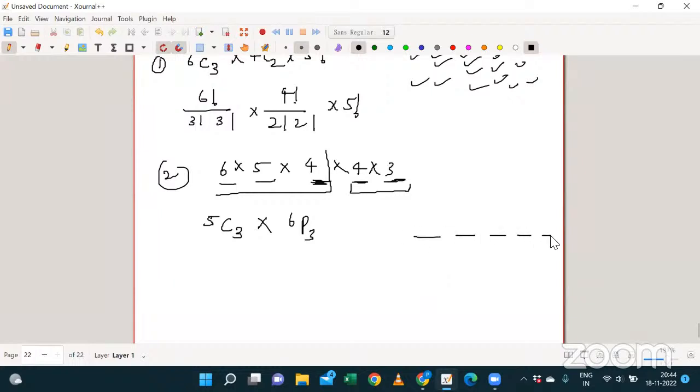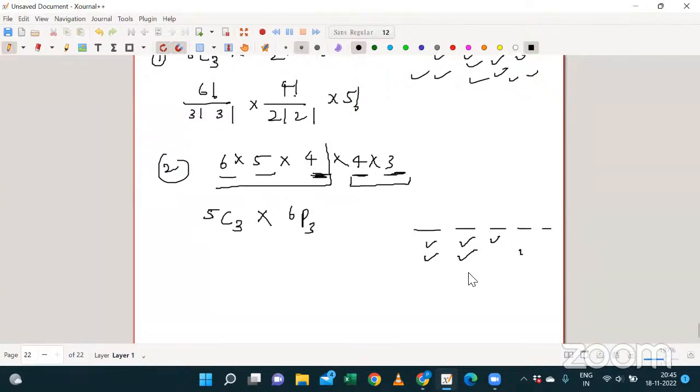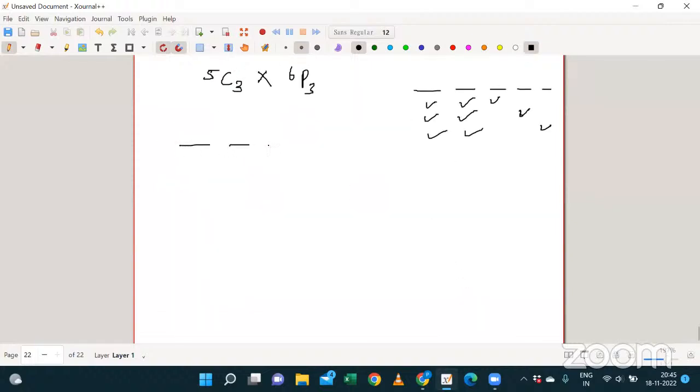One thing you'll tell me. You have 5 places. So how will you know, for the consonants, how will you choose the 3 places? How will you fix the 3 places for the consonants? Sir, it can be this, this, and this. It can be this, and this. Let's consider I have 1, 2, 3, 4, 5. It will be choosing 3 from 5, right?